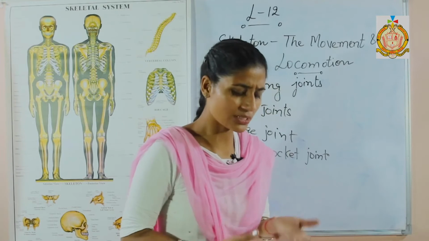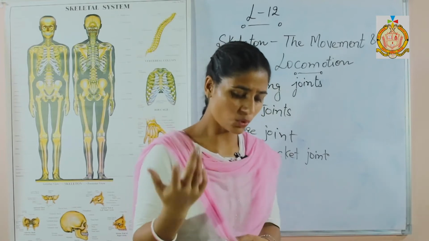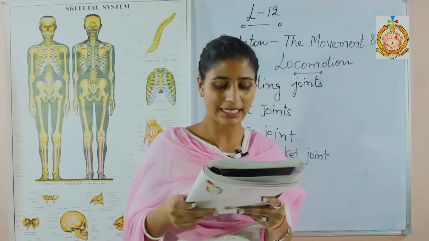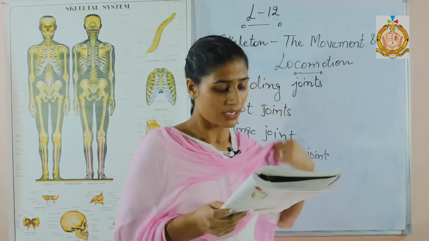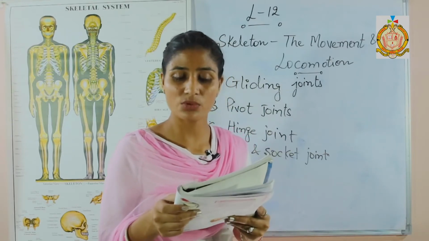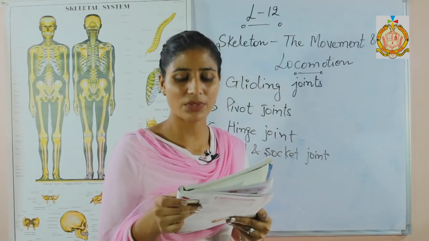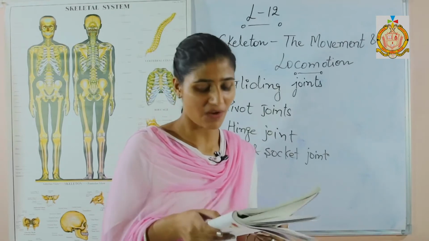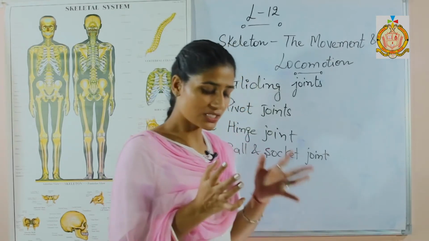Next one, hinge joints. These joints move like a hinge in one plane only, just like the hinge of a door. Examples are the elbow joint between the humerus and ulna, the joints between the bones of the fingers and toes, and, less perfectly, the knee joint. Hinge joints usually give sufficient power.